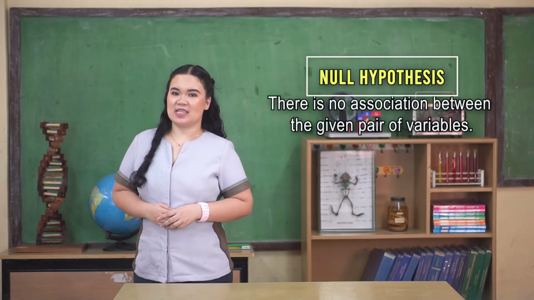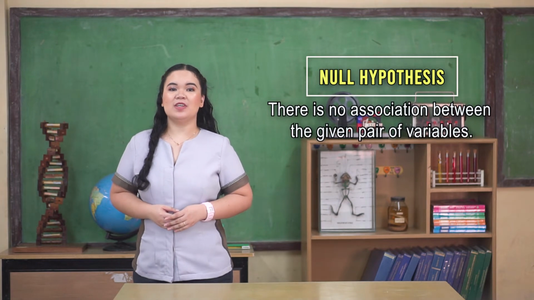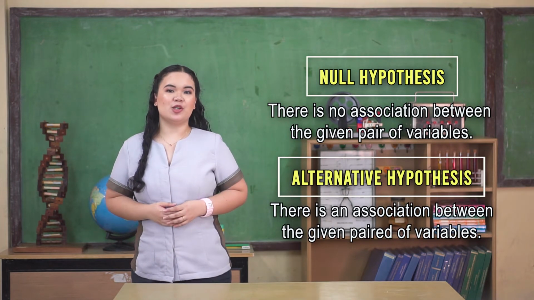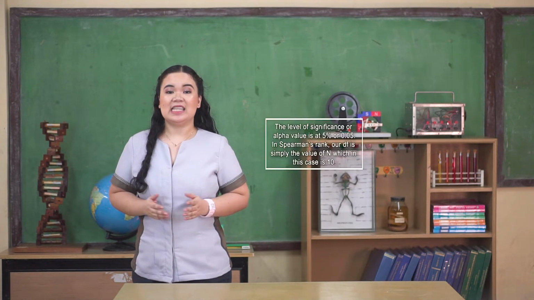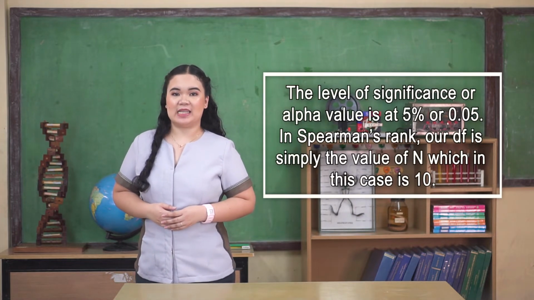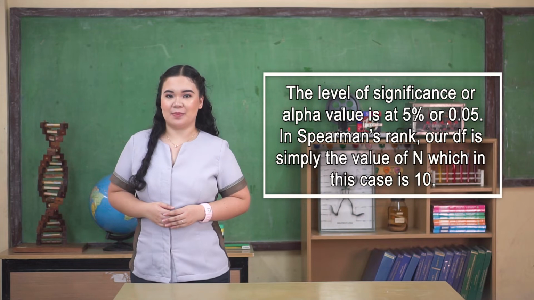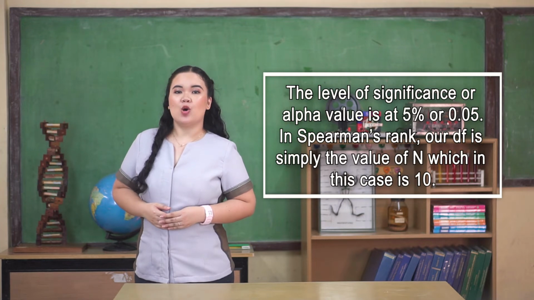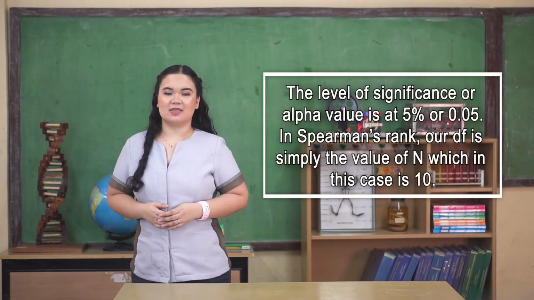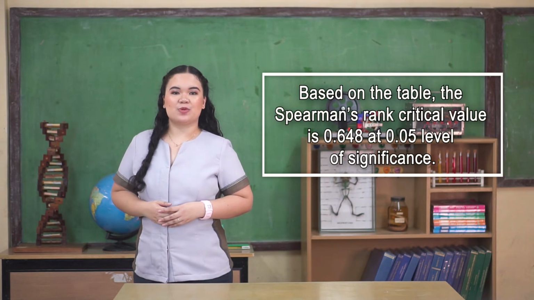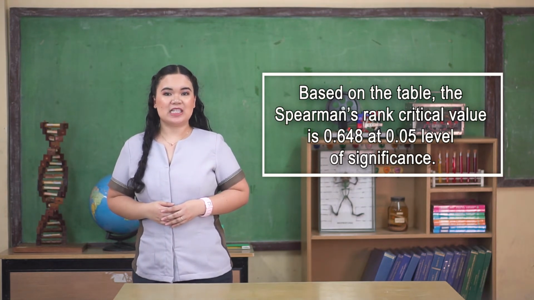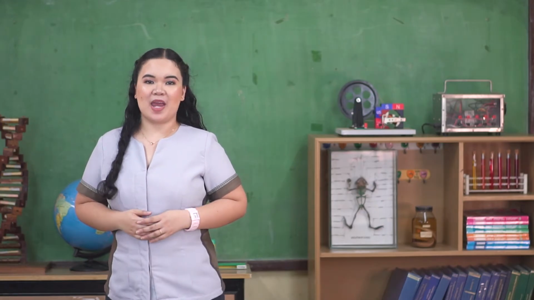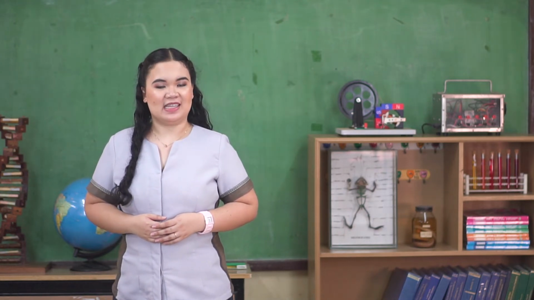For our null hypothesis, there is no association between the given pair of variables. For the alternative hypothesis, there is an association between the given pair of variables. The level of significance or alpha value is set at 5% or 0.05. In Spearman's rank, our DF is simply the value of n, which in this case is 10. Based on the table, the Spearman's rank critical value is 0.648 at 0.05 level of significance. Let us compare the Spearman's rank computed value and the tabular value.